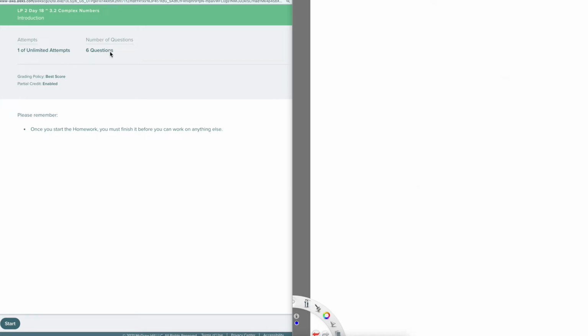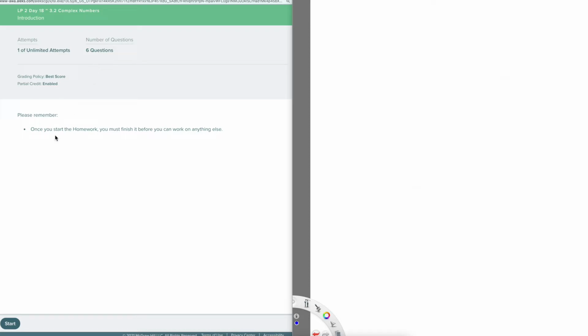Number of questions on this particular assignment are 6. It just depends on the assignment or the section, how many were available. It'll be anywhere from 1 to 10 questions. Grading policy is best score, meaning that whichever attempt is the best one is the one you get to keep. Partial credit is always enabled, so if you answer 1 of 6 questions, you get credit for your 1 question.